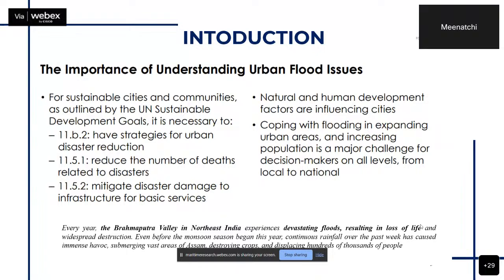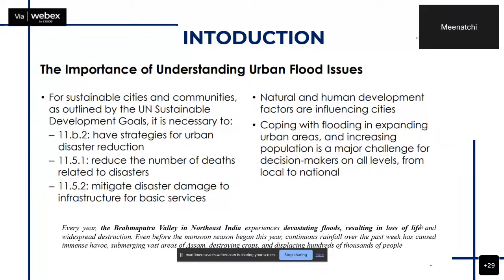The Brahmaputra, one of the largest rivers in the world, flows through Assam, and its basin is prone to heavy rainfall, urbanization, encroachment on floodplains, and inadequate drainage infrastructure. So there is a very important need to understand these urban flood issues and to plan proper mitigation measures. So why flood modeling? How will it be helpful to monitor the floods?